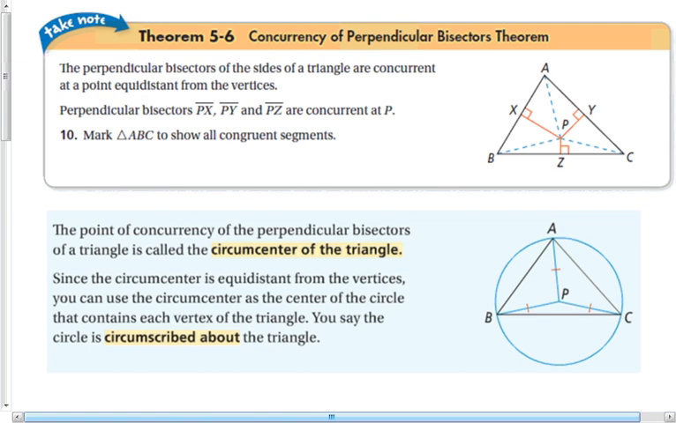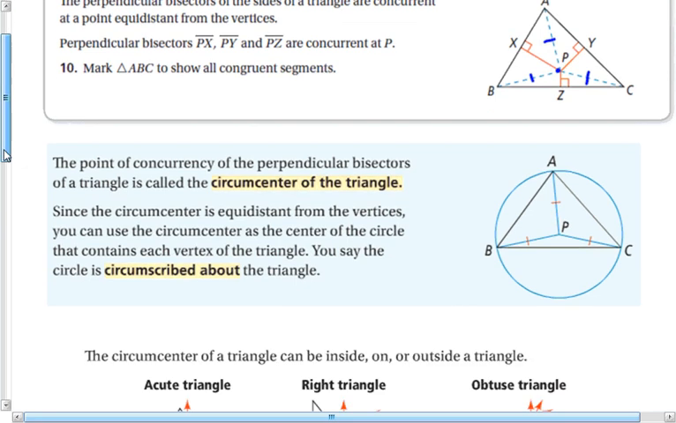All right, so here's the important idea for the perpendicular bisector theorem. The perpendicular bisectors of the sides of a triangle are concurrent at a point equidistant from the vertices. So if you look at this picture, when you draw the perpendicular bisectors of the three sides of a triangle, that point will be equidistant from each of the vertices. All right, so we're going to use that idea.